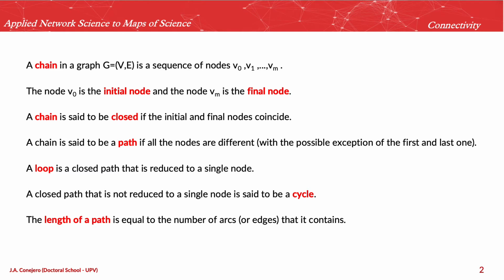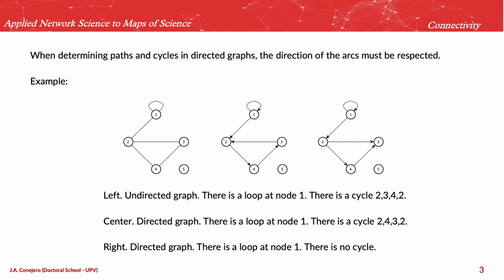And the length of a path is equal to the number of arcs or edges that it contains. In the case of dealing with weighted graphs, the length of the path is the sum of the distances. So when determining the paths and cycles in directed graphs, the direction of the arcs must be respected.